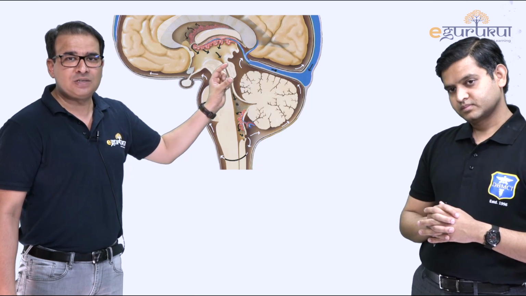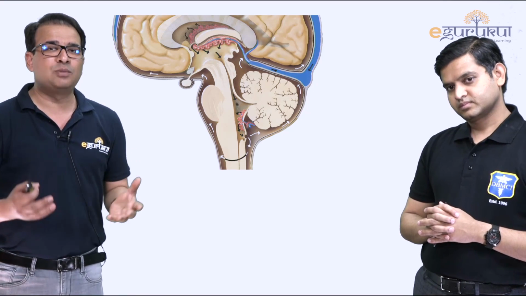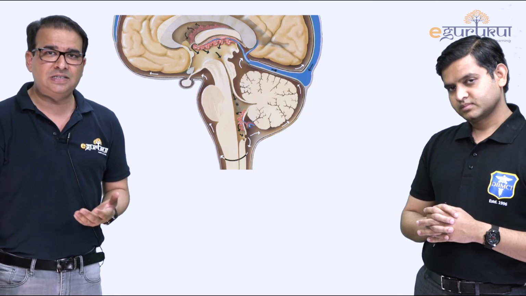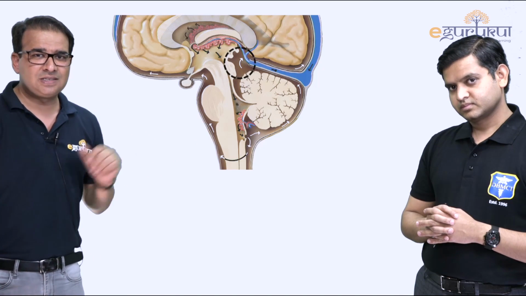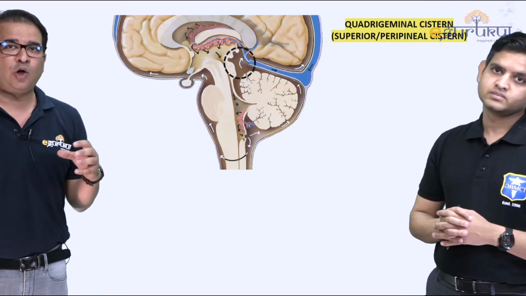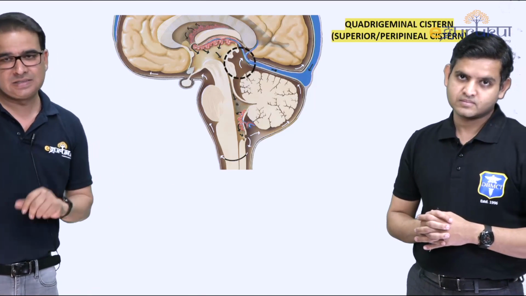Now as we all know, the dorsal aspect of the midbrain has the 2 superior and the 2 inferior colliculi, and together we call them corpora quadrigemina. That's why the cistern is also called the quadrigeminal cistern or superior cistern. So that's the cistern which is marked in there. And this quadrigeminal or superior cistern, where you can also see the pineal gland projecting into it, is also called the peripineal cistern.